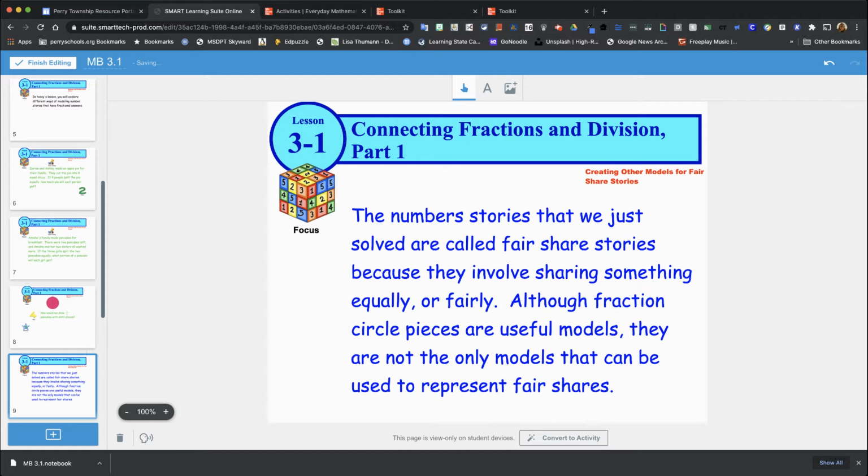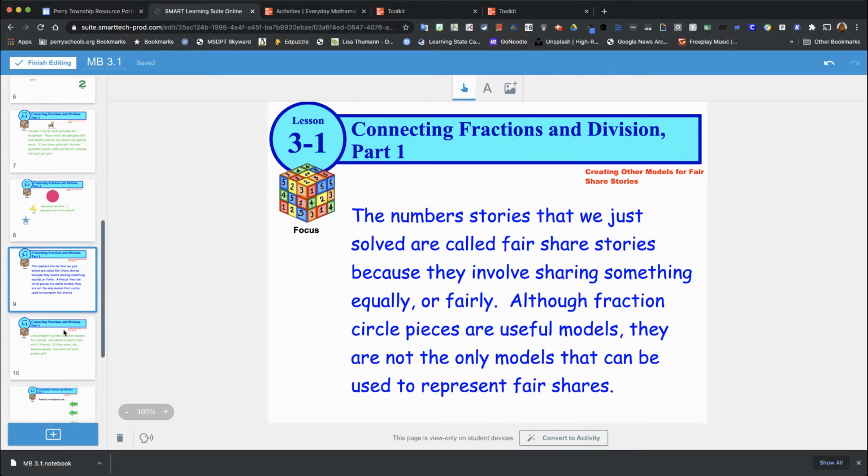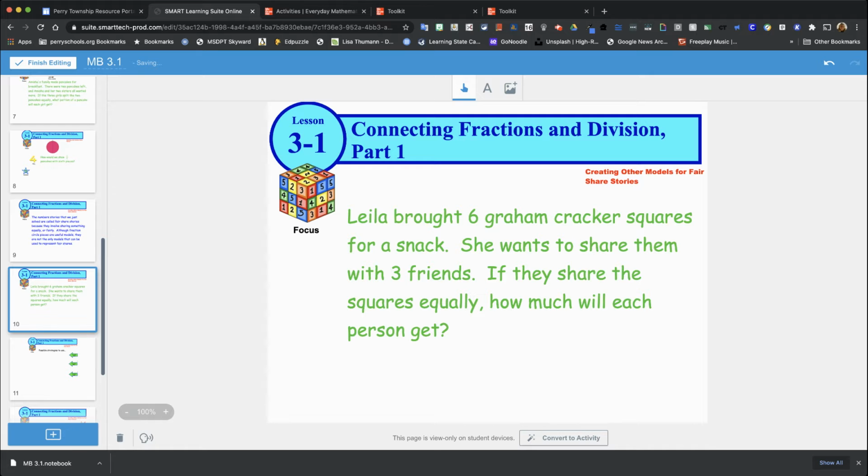So the number stories that I just looked at and we just solved together are called fair share stories because they involve sharing something equally or fairly. Although fraction circle pieces are useful models, they're not the only thing that we can use to help represent fair shares. So let's take a look at another one.